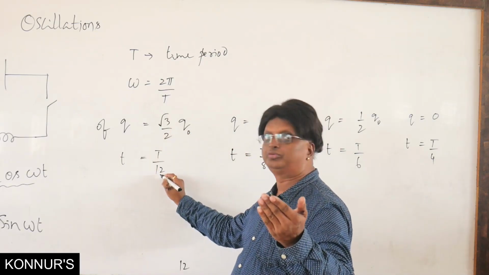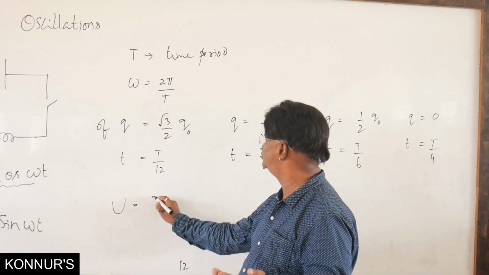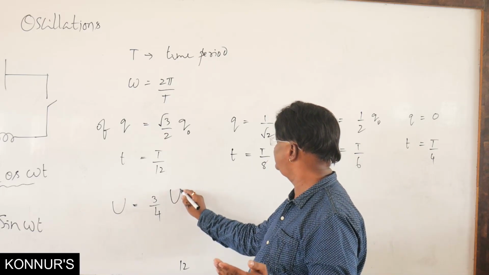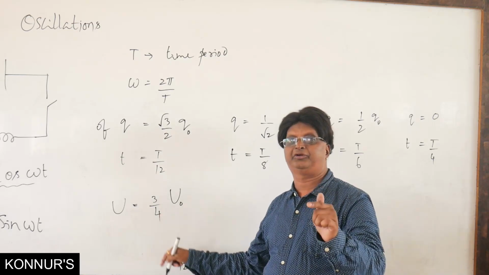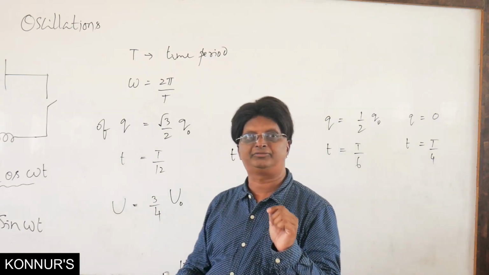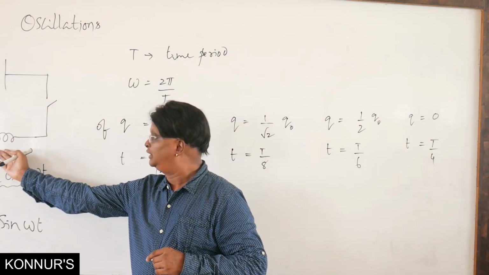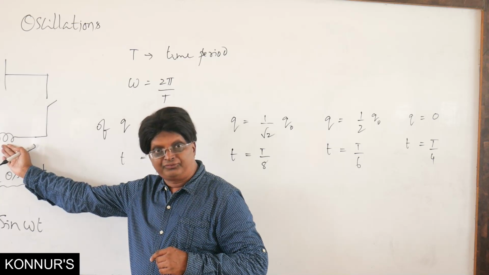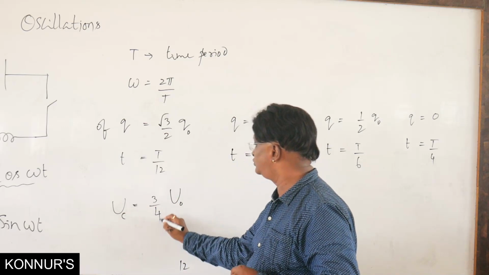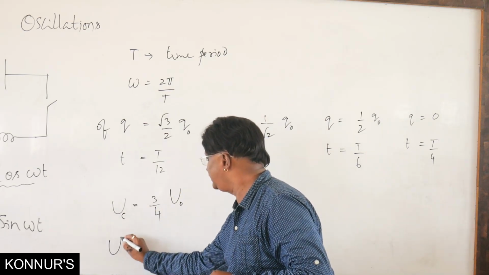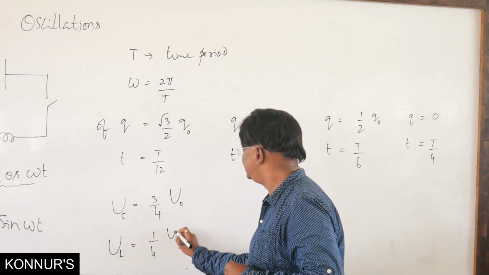Therefore, at t = T/12, U is equal to 3/4 times U naught. That is, the energy has become 75%, which means that 25% of the energy is now the other way. It becomes the magnetic energy in the case of the inductor. Therefore, UC is equal to 3/4 of U naught. Now what will we write? For the inductor, the energy will be 1/4 of U naught.